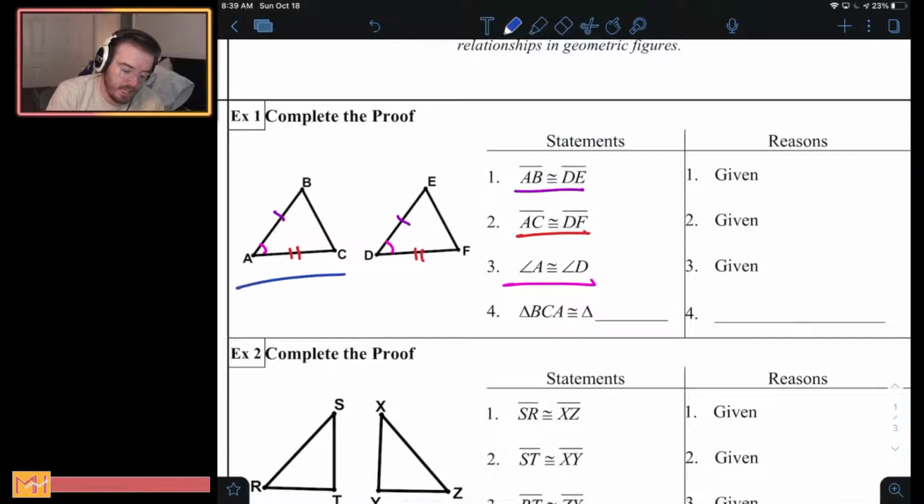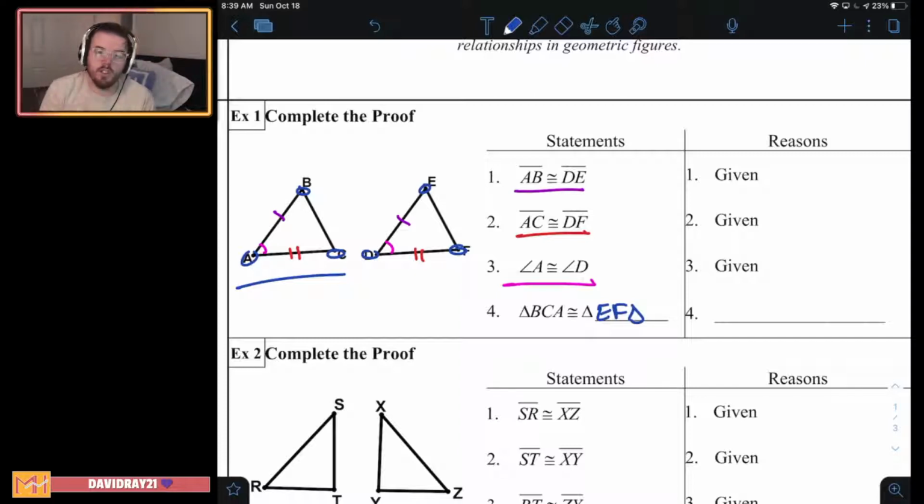Well, BCA is congruent to, how do I write this? Is it DEF? Is it FDE? What order is it? Remember, the letters have to match up. So what corresponds with B? Take a look here. A is corresponding with D, and AC is corresponding with DF. So B goes with E. B goes with E, C goes with F, A goes with D.